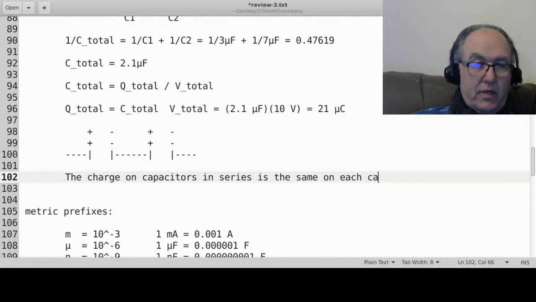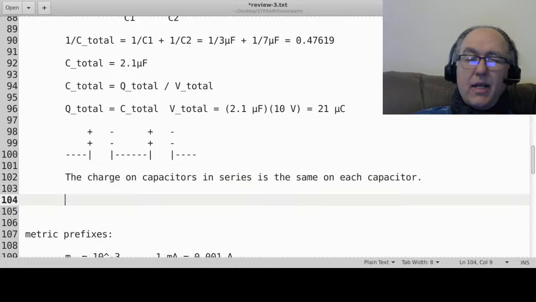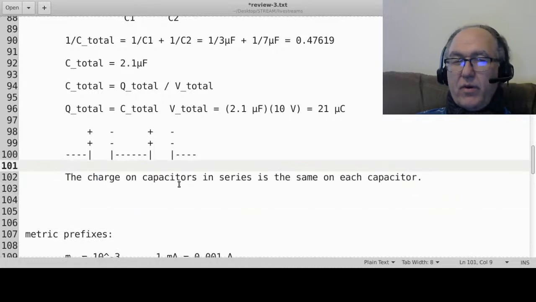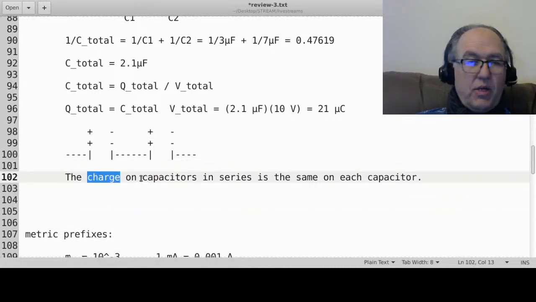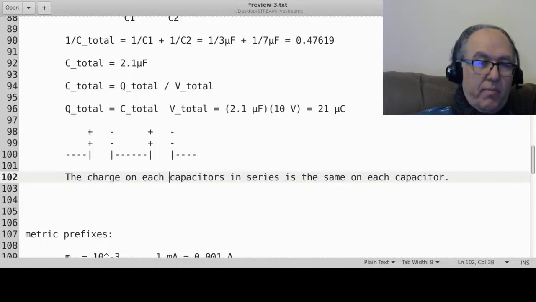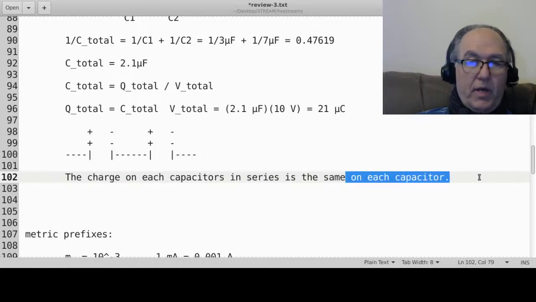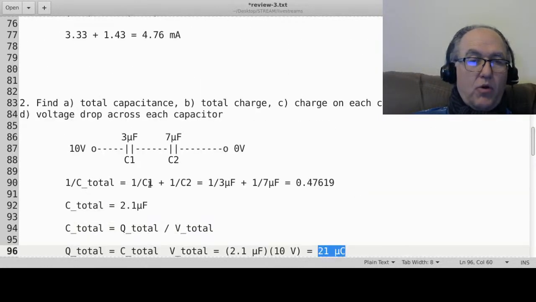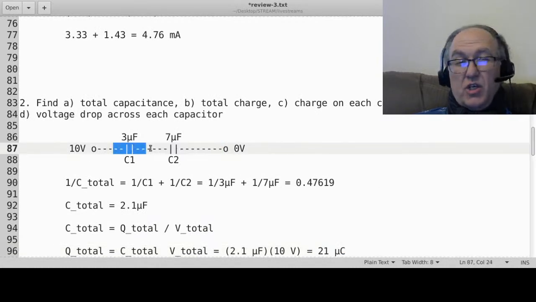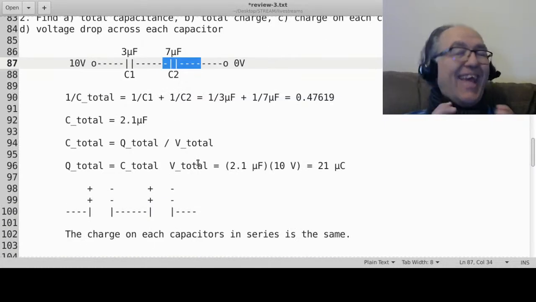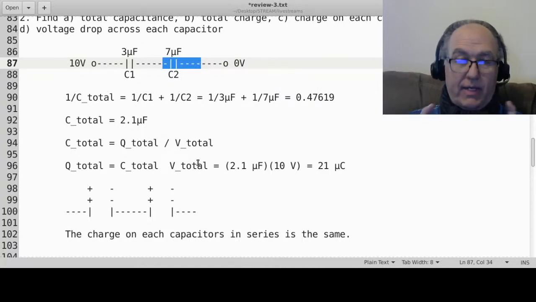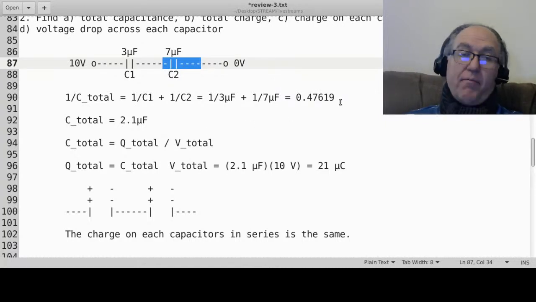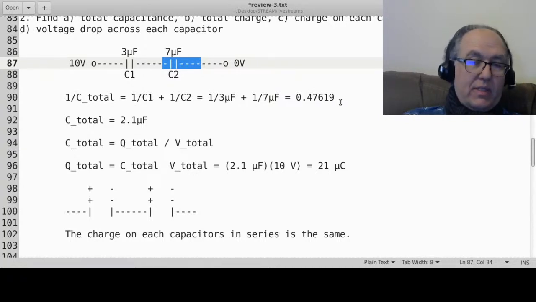Let's make it clear. Not at all intuitive. The charge on each capacitor in series is the same. So that 21 microcoulombs was the charge on everything, but it's also the charge on one and the charge on the other. That's not the case if they were in parallel, but it is the case in series. In parallel, it's pretty obvious, so that's why I didn't do a problem with parallel. But in series, this is a typical oversight.